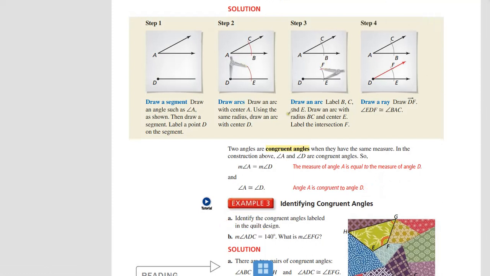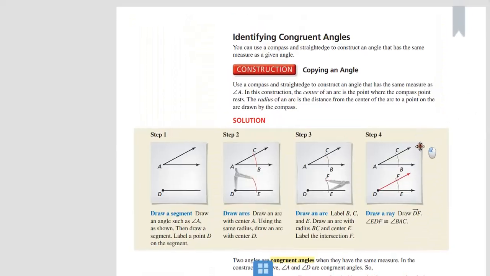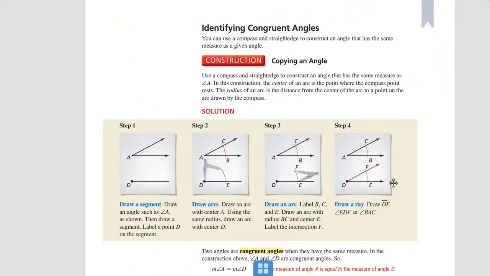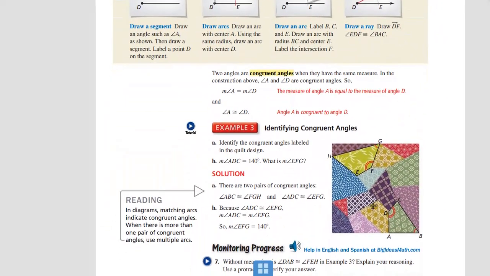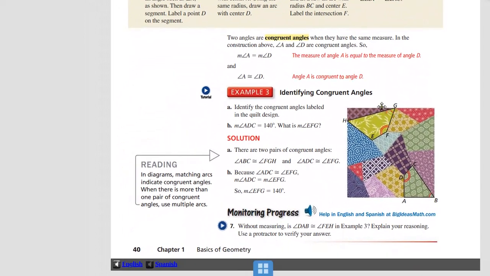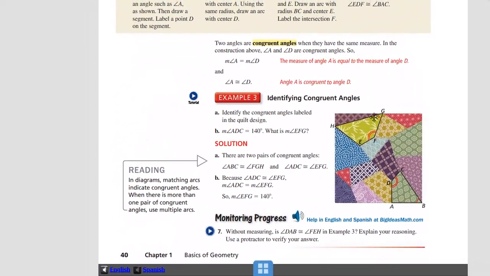Okay, don't worry about the construction stuff that's in there. We're doing the construction stuff a different way. Up here we had, okay, we're not worried about that. Identifying congruent angles. So congruent angles means they have the same measure.